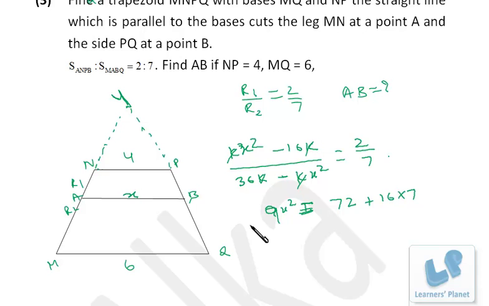So what I want is x. So x square is equal to 72 plus 16 into 7. So that's 16 into 7, 112 plus 72, 184 by 9, right? Now this is 184, 4 can be taken as common, so 4 into 46, so x is 2 root 46 by 3, right? So that is the length of this side.